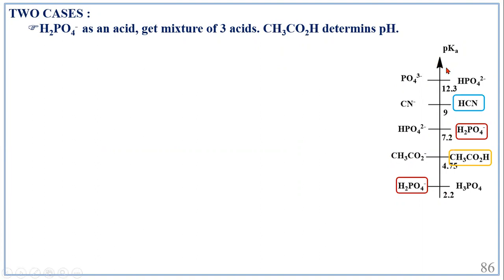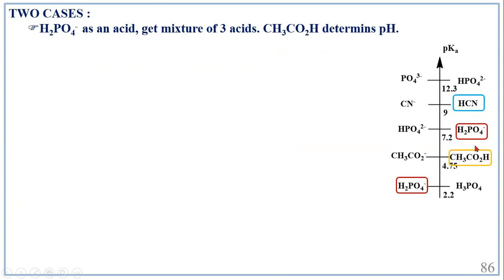I drew out a new one, and now I circled the species in my new solution. So we have the new solution: HCN, H2PO4 minus, and acetic acid, which hadn't reacted before. Notice I circled the H2PO4 twice.